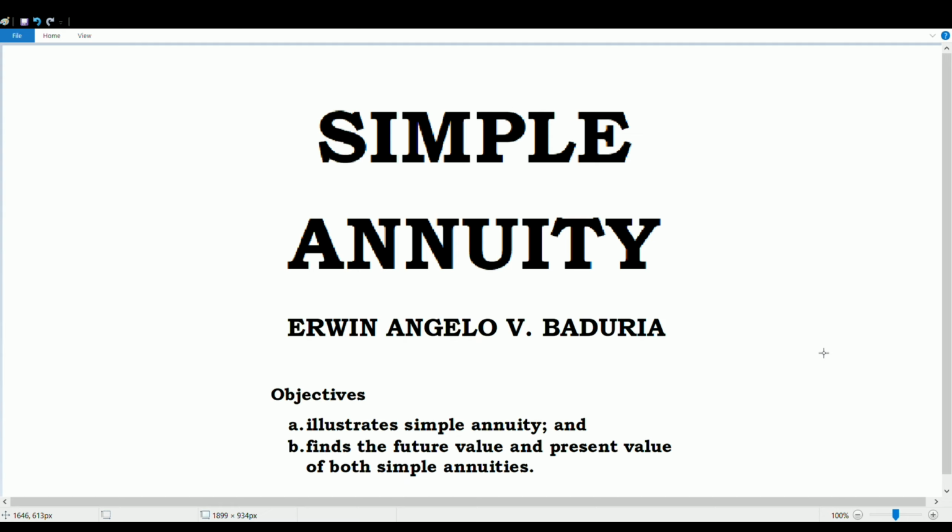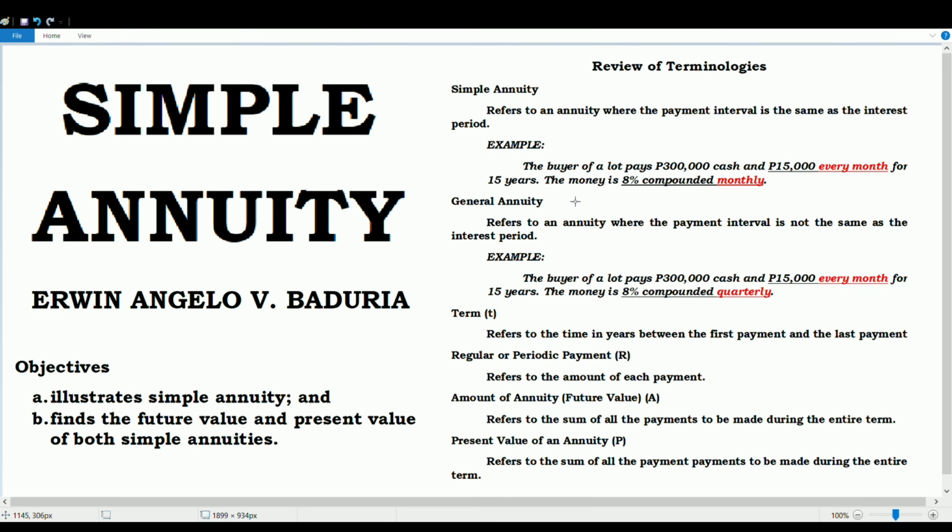For this video, we will be discussing simple annuity. At the end of this video lesson, you should be able to illustrate simple annuity and find the future value and present value of both simple annuities. Let's review the different terminologies of this discussion.